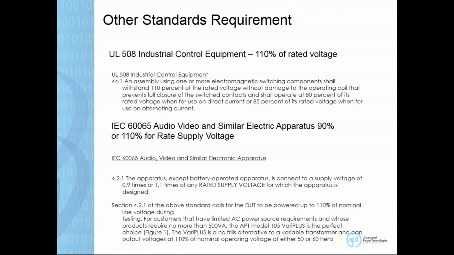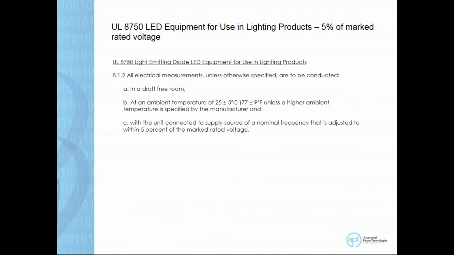Take a look at some of the other requirements for other standards. UL 508 requires you again to have 110% of the rated voltage applied to the coils and make sure they're operating without damage. Audio, video, and electrical apparatus may require a dip of 90% of the voltage. So how do you achieve all these voltages from a wall outlet? You need a source that's capable of driving the load at proper voltages. And lastly, we have this LED requirement: LED equipment also requires you to raise or lower the voltage within 5% of the mark voltage.